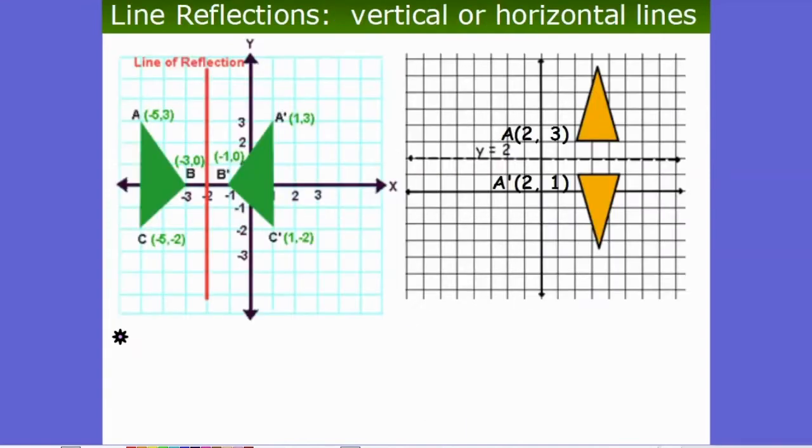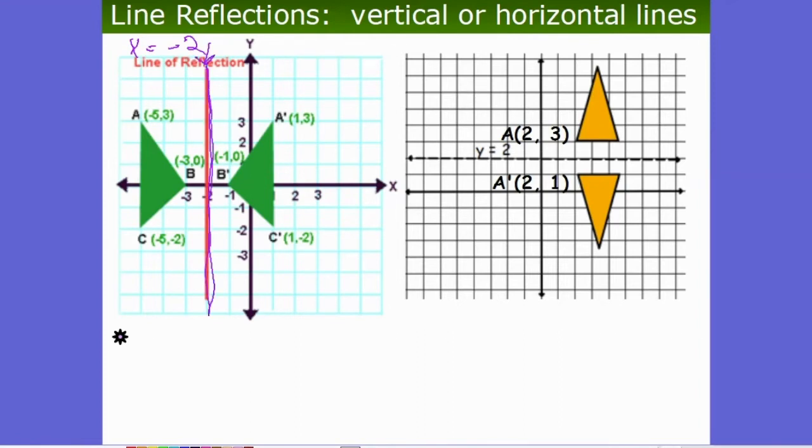What about any other vertical or horizontal line? You could try and find some mathematical mapping. I will say for our purposes, it's probably not worth all that. What I would suggest you do is graph that line of reflection. So if they told you, hey, the line of reflection is x equals -2, well, then go ahead and graph that. Here is the line x equals -2.